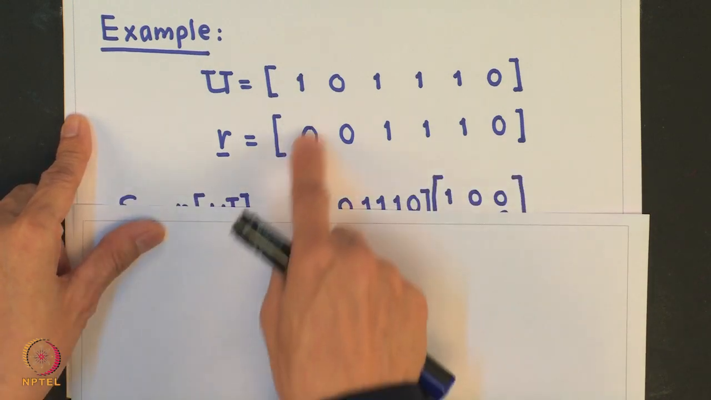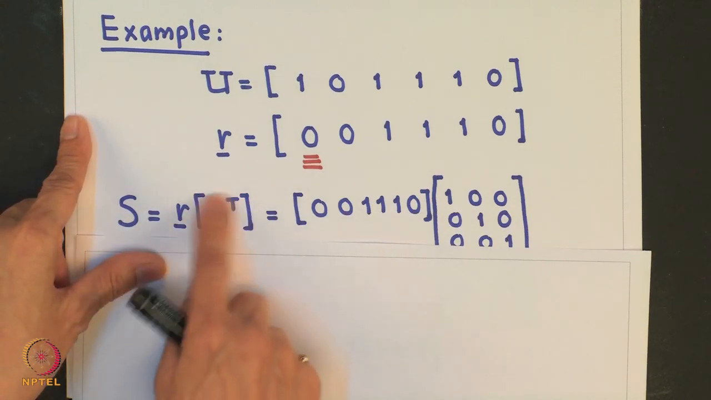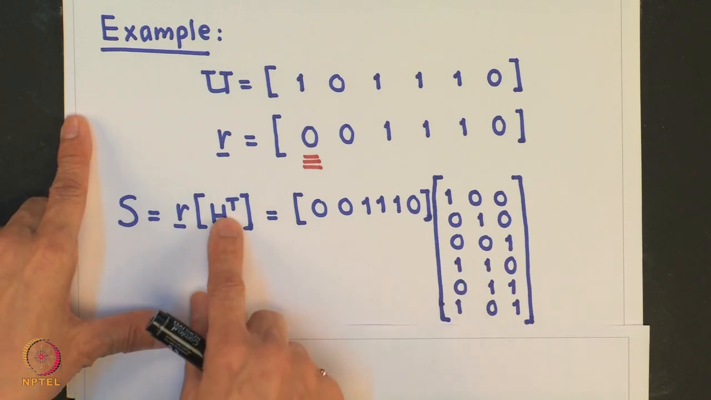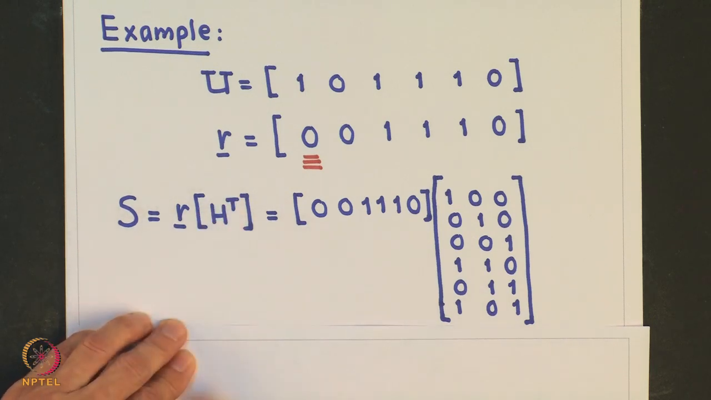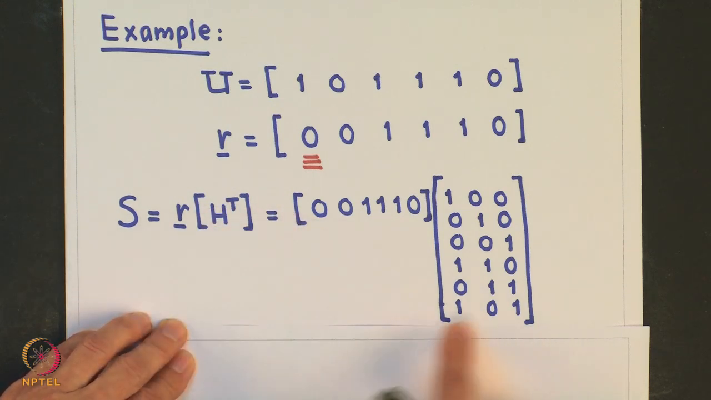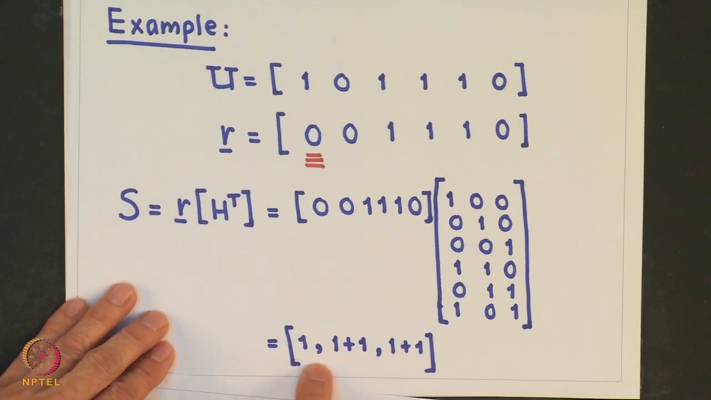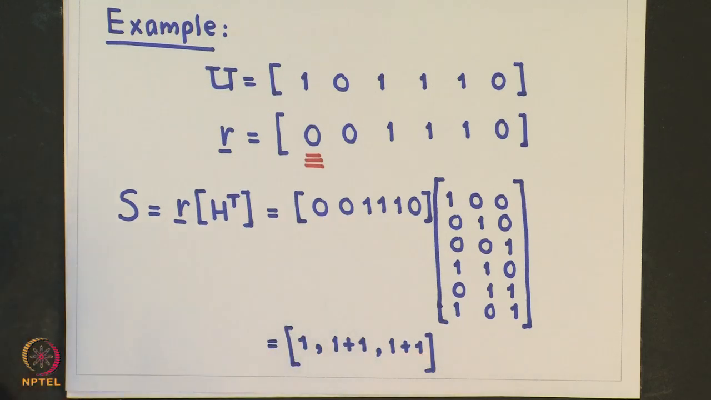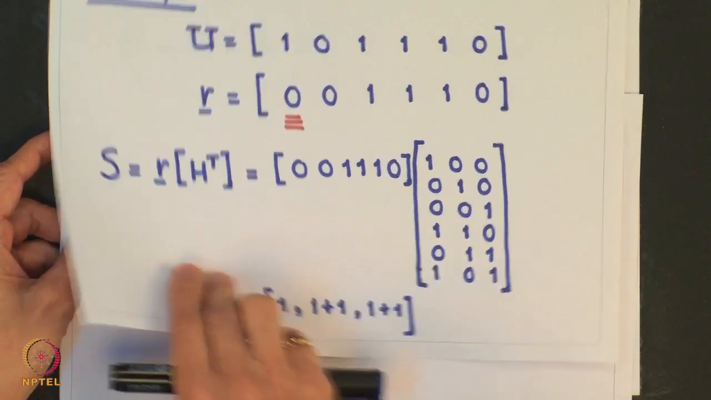Now, if we calculate the syndrome for this by multiplying R by H transpose, we choose the same generator matrix which we had chosen in the previous class as an example, and for that generator matrix we can write the H transpose, and then we multiply this, we get the answer after multiplication, equal to this, which is equivalent to 100, correct.